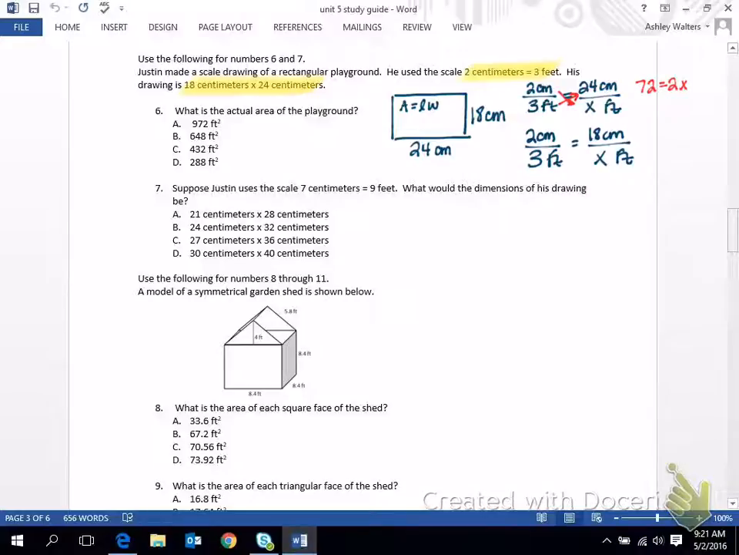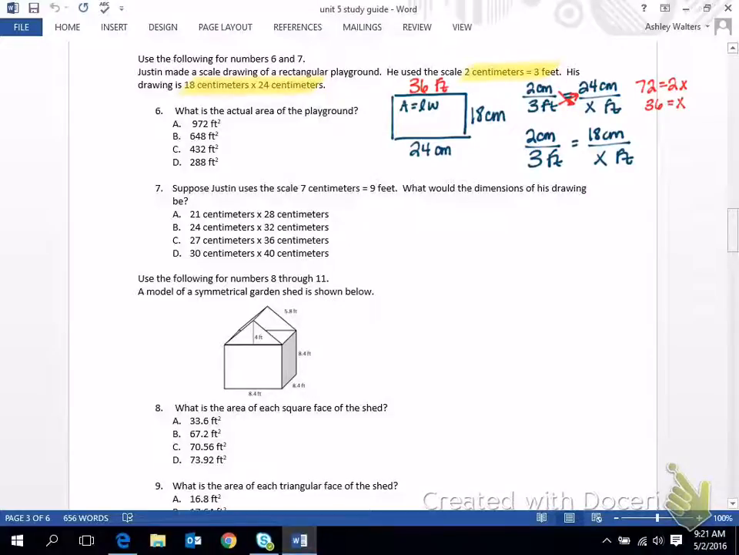We'll divide by our 2, giving us 36 feet for x. So our side that is 24 centimeters is 36 feet long.